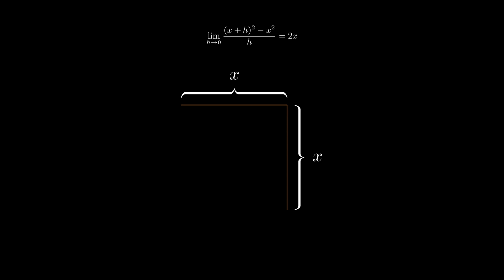I'll reiterate what this means geometrically. The 2 is because there are two line segments. That's because the square is two-dimensional. It grows in two directions, the left-right direction and the up-down direction. The x is because the square grows by adding small line segments, each with length x.